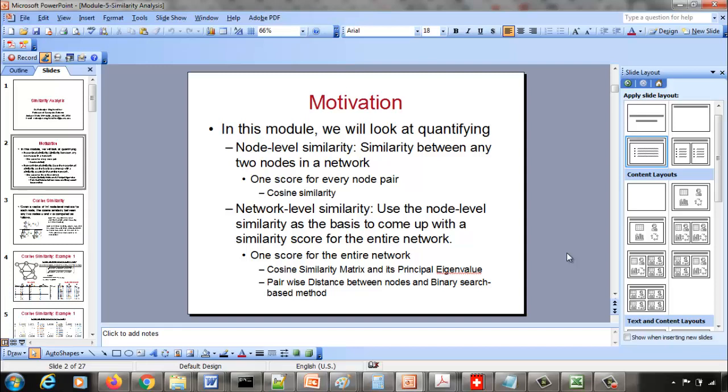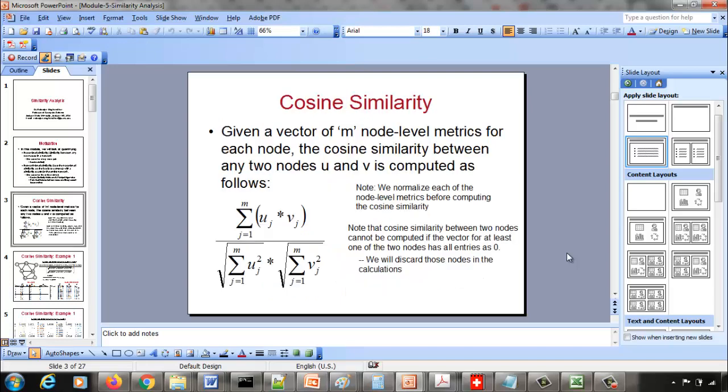Now the other approach is called the pairwise distance between nodes and the binary search based method. We'll compute the pairwise distance between nodes based on the features that we have for the nodes, and then apply this well-known binary search. Binary search is a well-known method in algorithmic design, and we'll try to apply that here. Again, some people may not be familiar with it still, so we will wait until we come to the approach in detail. Okay, so we'll start with cosine similarity.